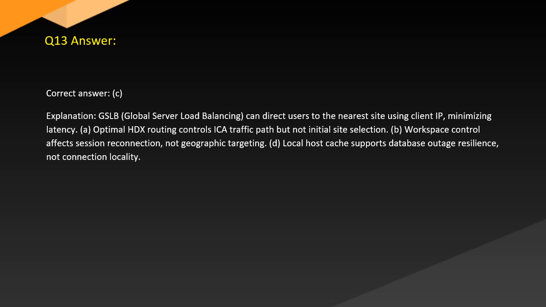Answer. Correct answer: C. Explanation. GSLB, global server load balancing, can direct users to the nearest site using client IP, minimizing latency. A. Optimal HDX routing controls the traffic path but not initial site selection. B. Workspace control affects session reconnection, not geographic targeting. D. Local Host Cache supports database outage resilience, not connection locality.